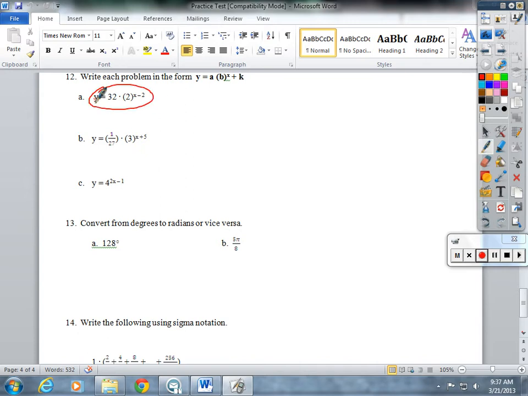First, let's start here. We want a times b to the x. Right now we have a times b to the x minus 2. Because this is minus, we can separate that exponent into 2. So we'll have 32 times 2 to the x divided by 2 squared. You don't need the negative. The minus sign turns into division. So what is 2 squared? 2 squared is 4. And then 32 divided by 4 can be simplified, and that will be 8 times 2 to the x.